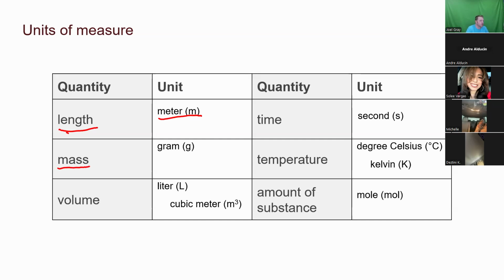Mass is measured in grams, or what you might also see as kilograms. Again, thinking about the Olympics, you have weight classes of events.